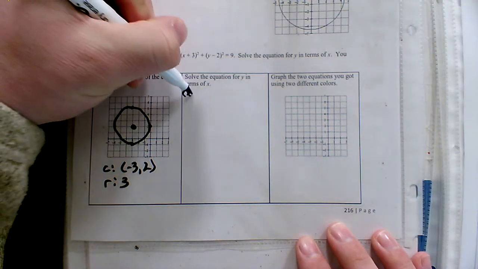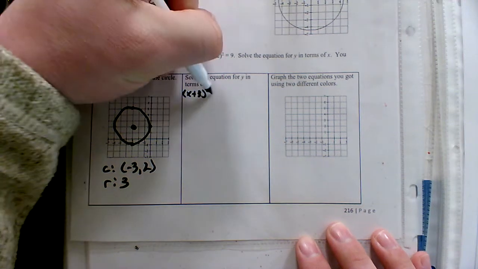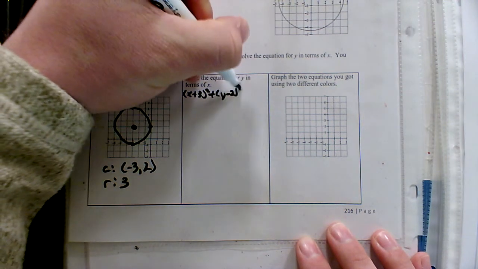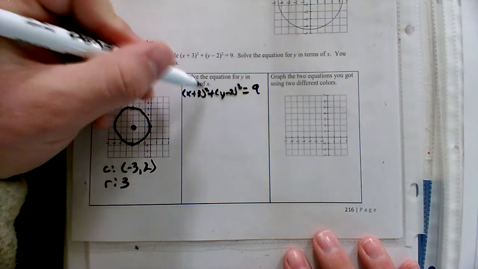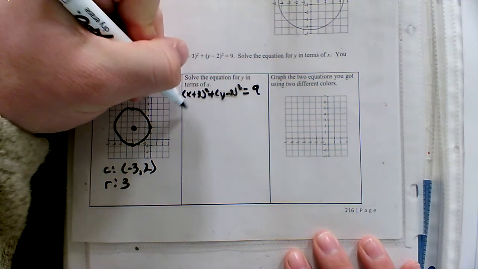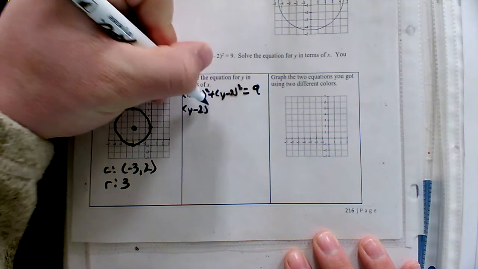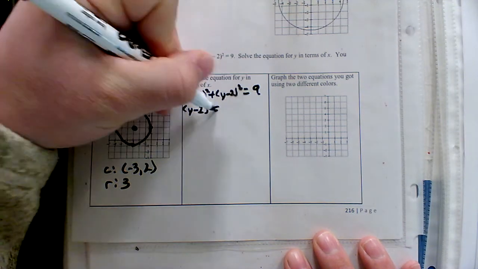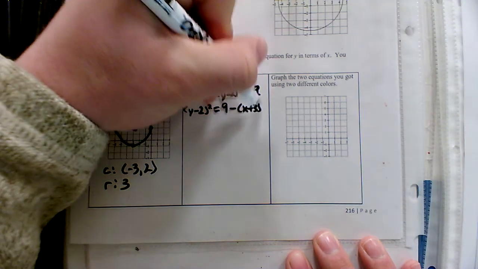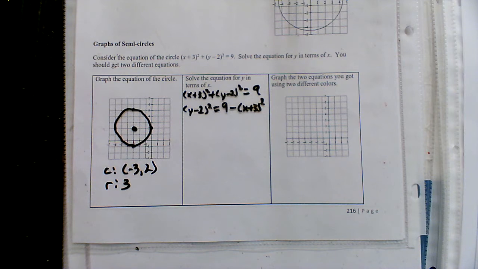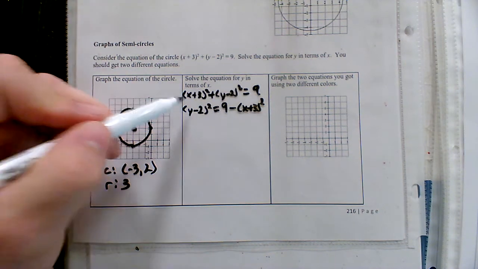Now the second part, they want us to solve for y. So in the middle we're going to put our original equation, x plus 3 squared plus y minus 2 squared equals 9. And we want to get that y by itself. So what we're going to do first is subtract over this term. So we're going to have y minus 2 squared equals 9 minus x plus 3 squared. We just subtract that whole term over.